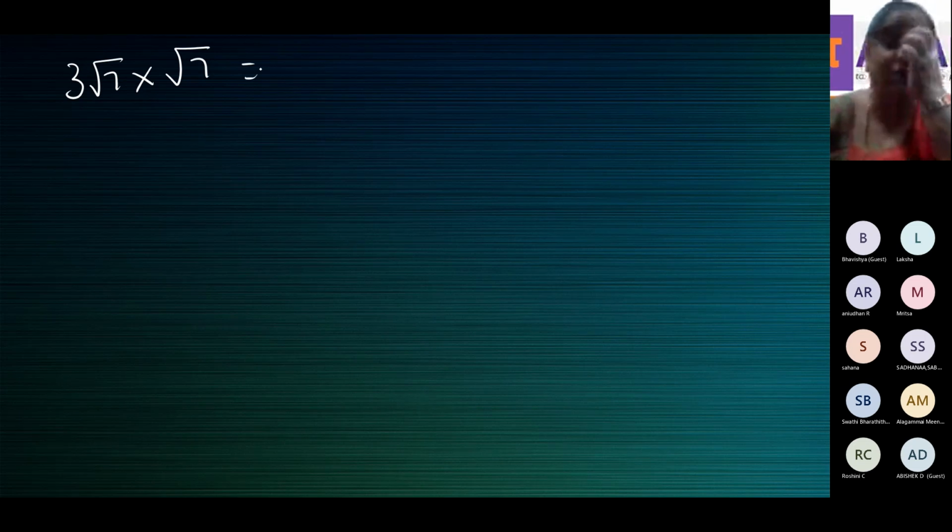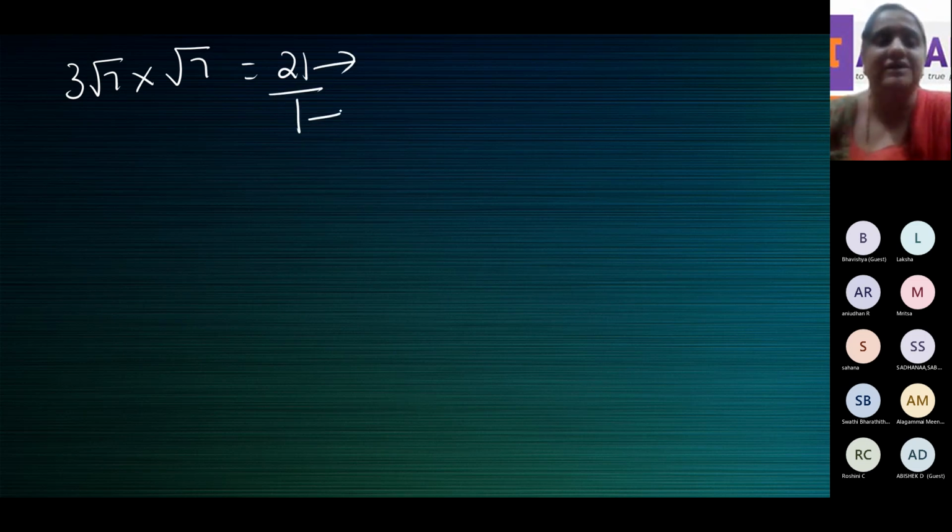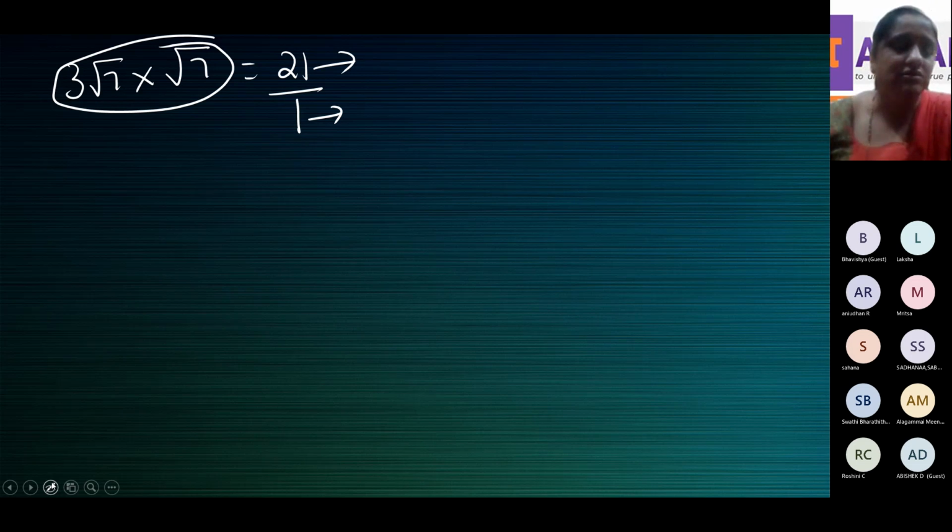Now, supposing you have, say, like 3 root 7 into root 7. Is this rational or irrational? You must first simplify. What is 3 root 7 into root 7? Root 7 into root 7 is 7, and 3 7s are 21. And 21 is 21 by 1, integer by integer. It's a rational number. So this one is rational. Do we understand, children?